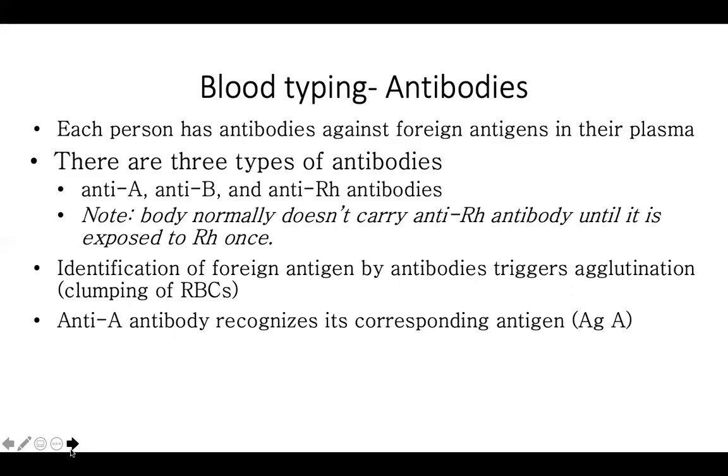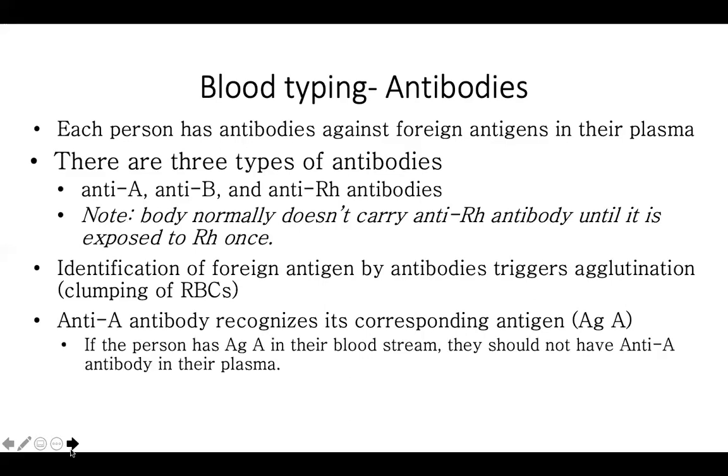So what is basically the matching of the antibody with the antigen? If you have anti-A antibody in your plasma, then that anti-A antibody will recognize the corresponding antigen, which is AG A. AG is shorthand for antigen. So, do I want to have this combination under normal conditions for my blood? The answer is no. If a person has an antigen A on their bloodstream, they should not have anti-A antibody in their plasma. Think about this, guys.